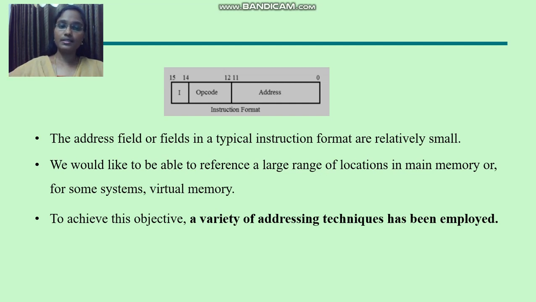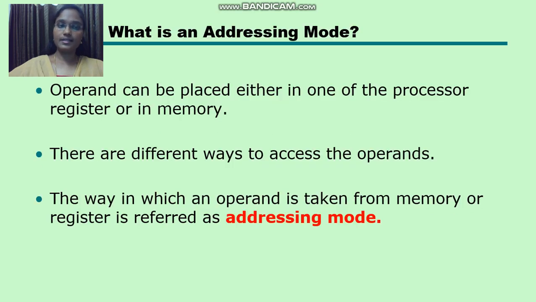Basically this address field will be relatively small in any instruction, but our data or the operand will be available in any main memory location. So the range has to be specified clearly in this address format. Now to reference a large range of locations in the main memory or in any other virtual memory, we have several other addressing techniques, that we call the addressing modes.